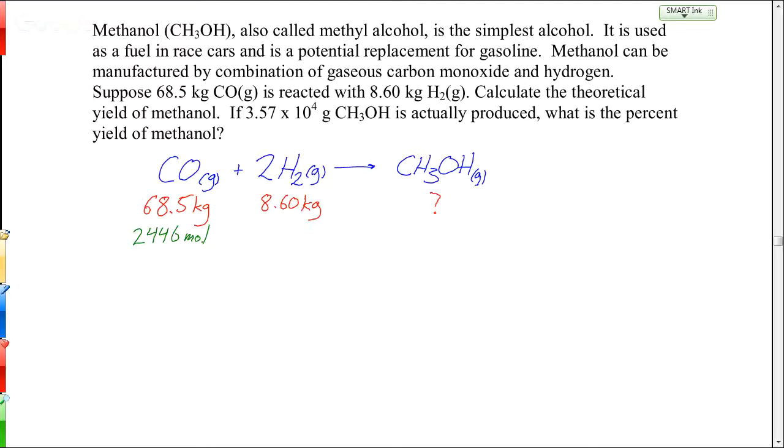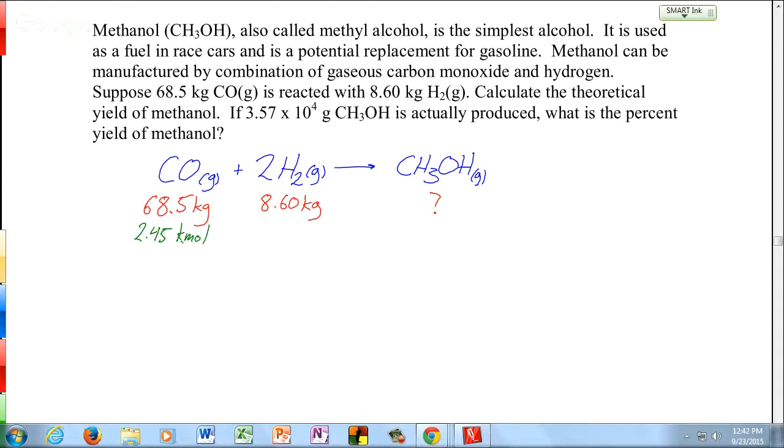So if you didn't want to do that conversion, you could just report this as 2.45 kmol. You divide that 68.5 by 12 plus 16, which is 28, and you get 2.45. And then you don't have to do that additional step of converting to grams first. But that's up to you. All right, so then that's 2.45 kmol.